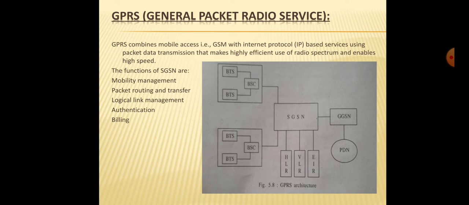What are the functions of SGSN? First, mobility management, packet routing and transfer, logical link management, authentication and billing. So here GPRS network acts in parallel with GSM network. So GSM network provides voice and GPRS network handles the data. So GSM network will be handling voice, means calling, and GPRS will be handling the internet.